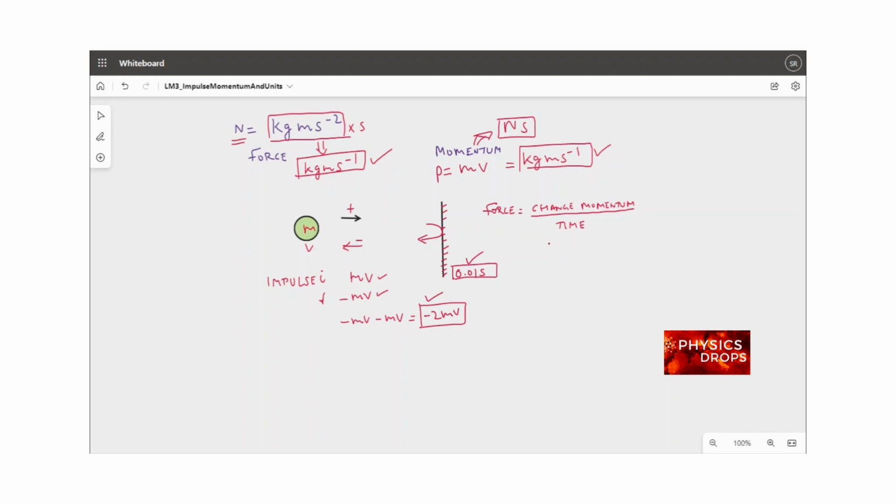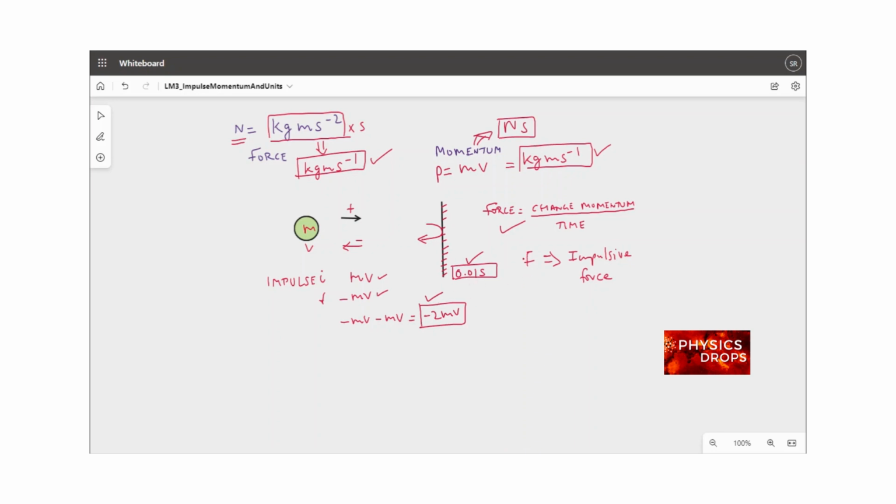Let's look at it this way. We know that force is the rate of change of momentum, which means change of momentum over time, as shown here. Here the change in momentum is caused within a very small time interval. So this force is called impulsive force, a huge force which is caused in a small amount of time.